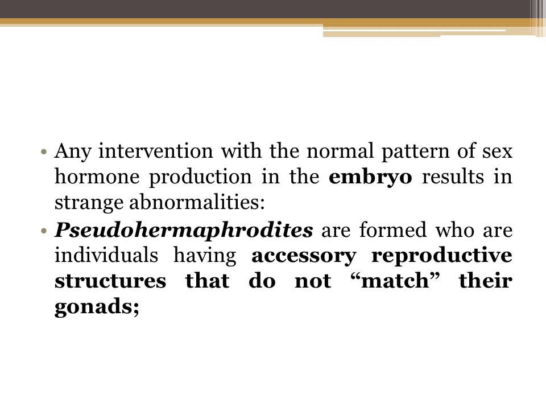Now let's go to the first one. The first abnormality is pseudohermaphrodites. I don't know if I pronounce it right. Again, that's pseudohermaphrodites. Pseudohermaphrodites are individuals having accessory reproductive structures that do not match their gonads.